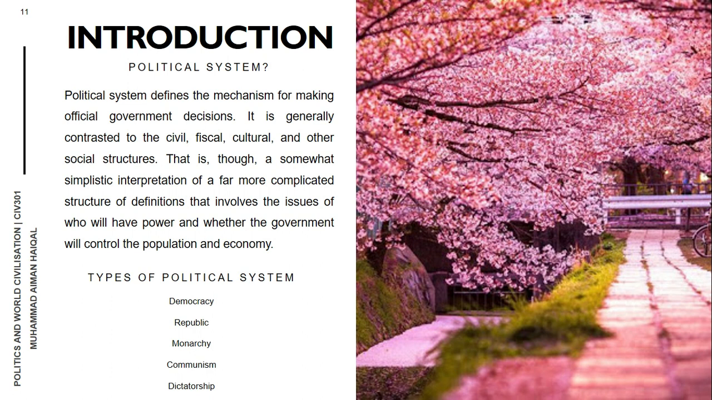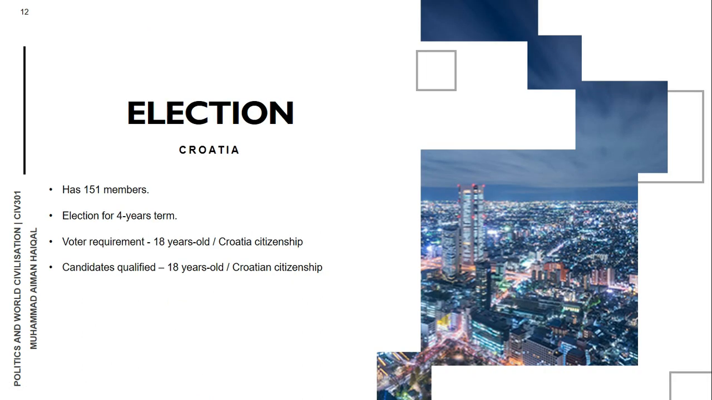There are 5 of them. Political structures in this world are democracy, republic, monarchy, communism, and dictatorship. Next, we will go to the election in Croatia.